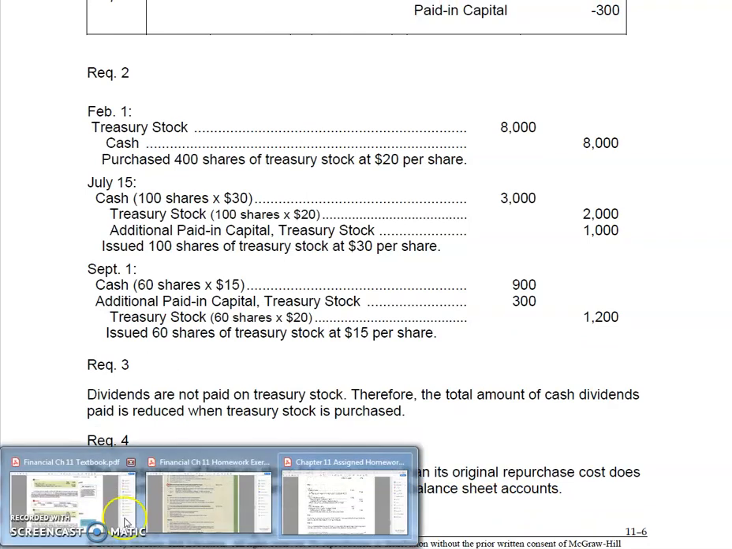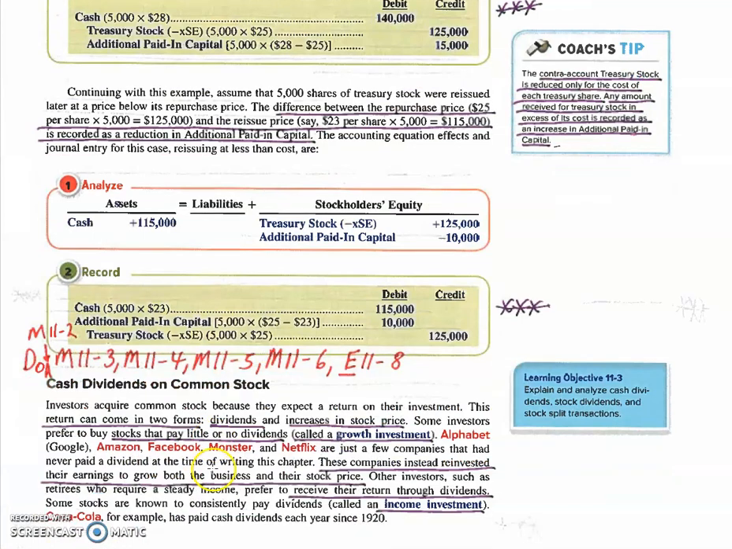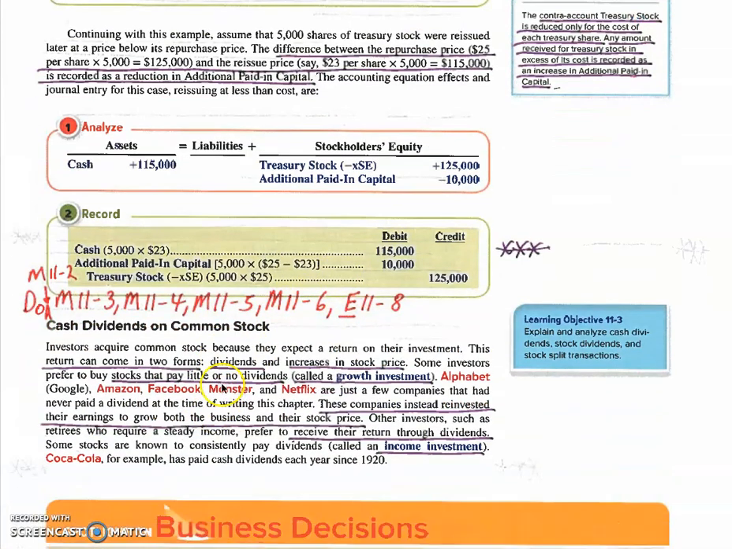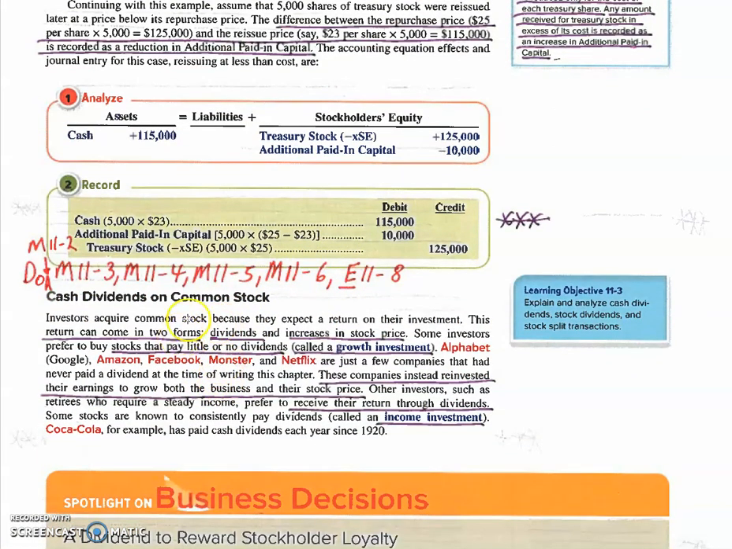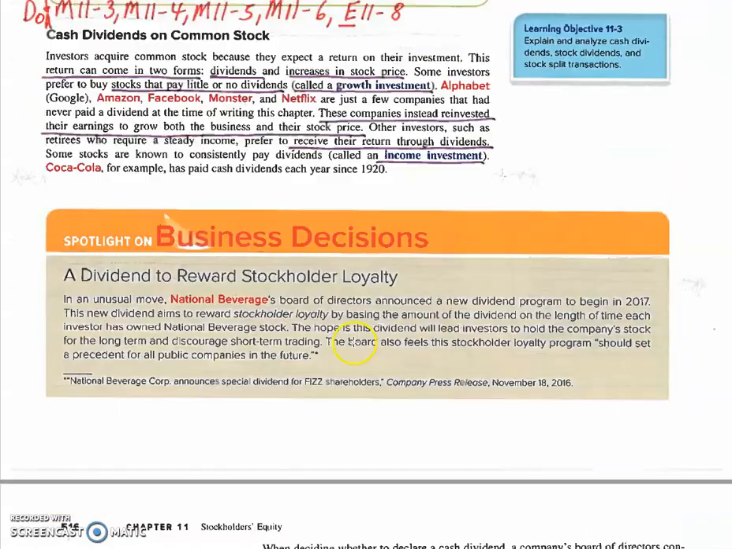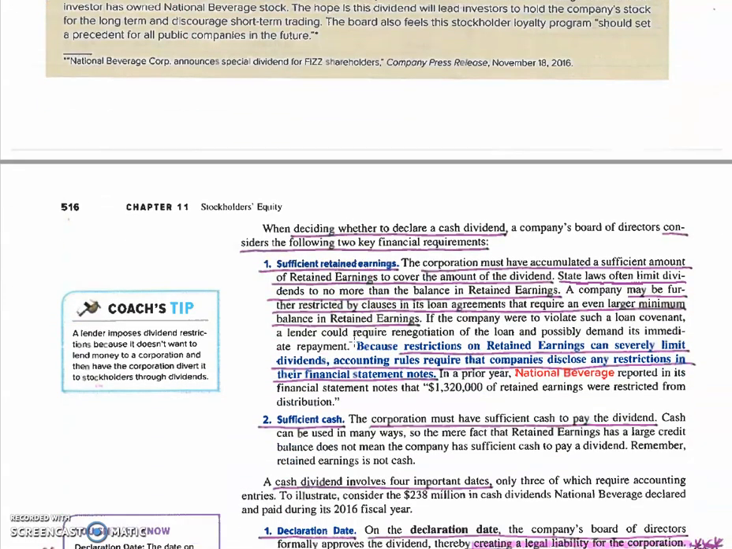Okay, let's go back to the textbook and move on then. So, cash dividends on common stock. We've already talked about that. Here they're talking about how the investor's return on their investment comes in 2 ways. One is dividends. The other is an increase in the stock price. And it's nice when you get both of those.